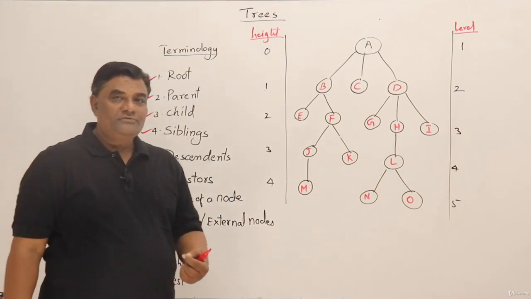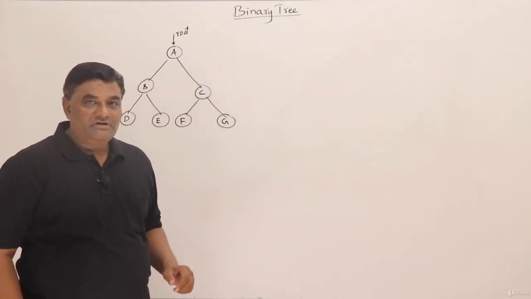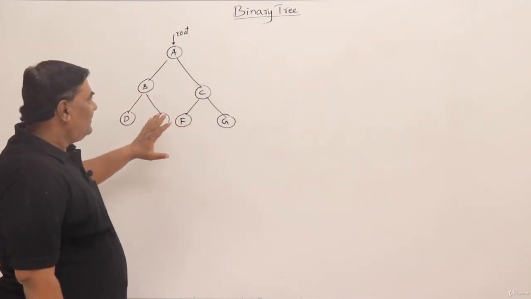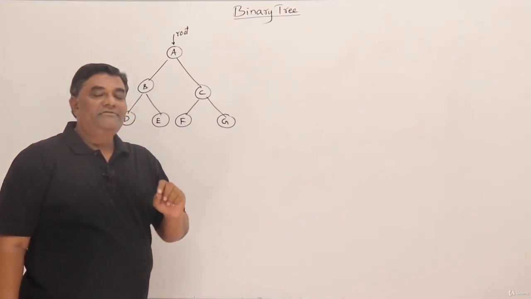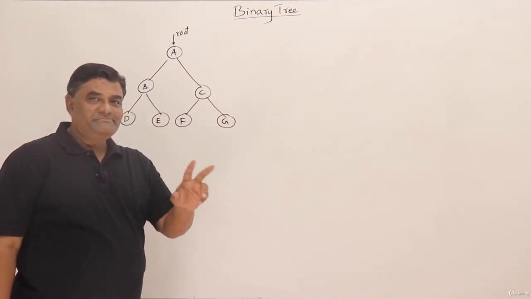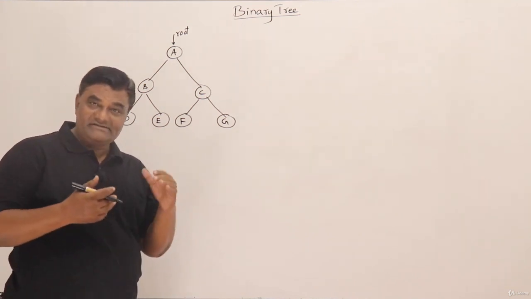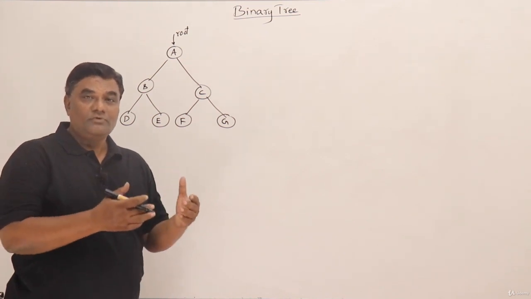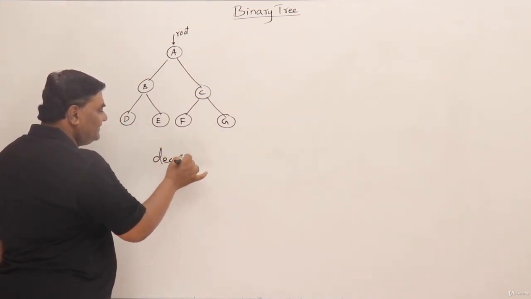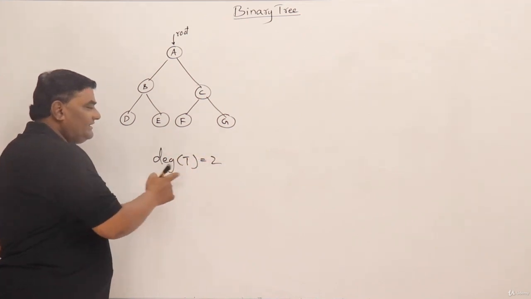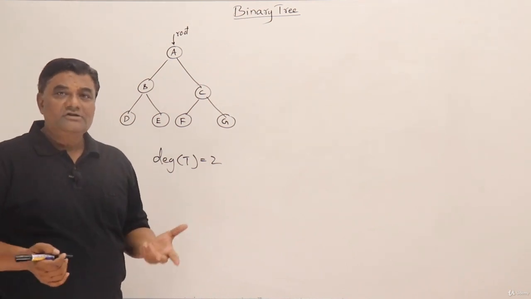Now I will introduce you to a binary tree. Now let us learn about binary tree. A tree of degree 2. Degree 2 means every node can have a maximum of 2 children, not more than 2 children. It can have less than 2 children, but not more than 2 children. So the degree of a tree must be 2. If the degree is 2, then it is called a binary tree.